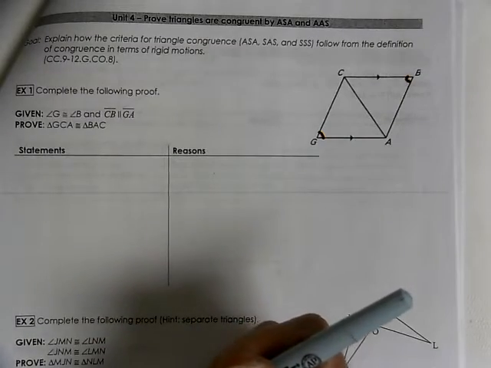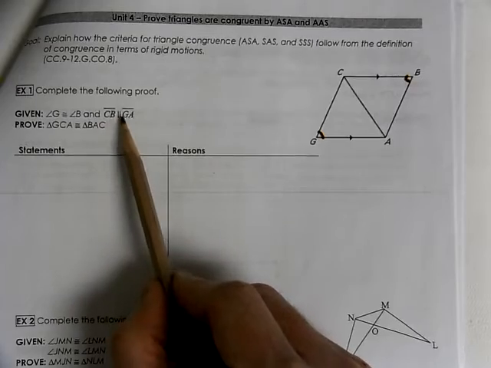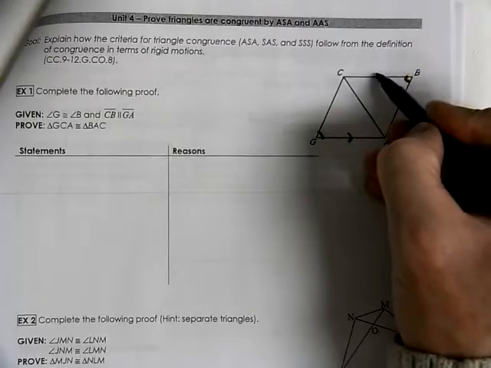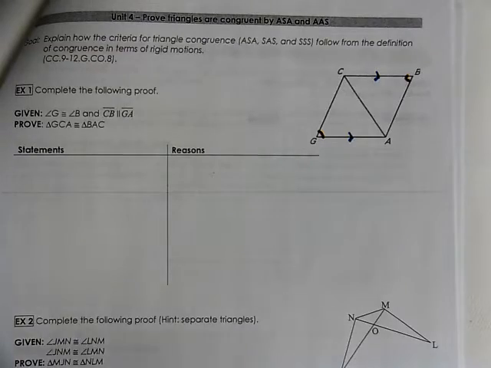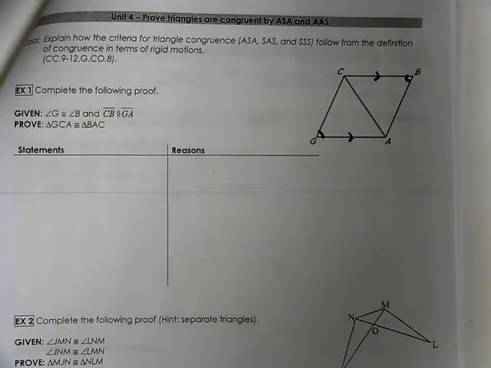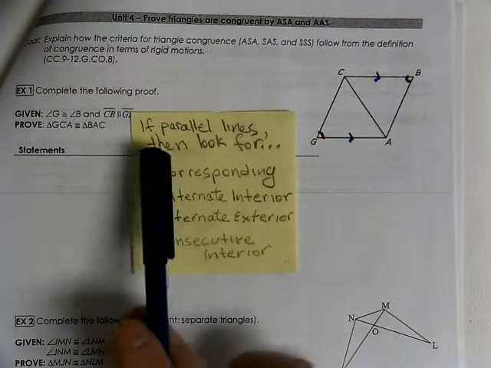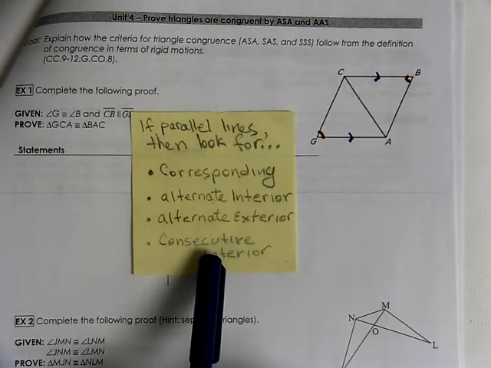And then we also notice that segment CB is parallel to segment GA. They're parallel to each other. Parallel does not mean congruent. Just because two segments are parallel does not make them the same length. So that doesn't give us congruent segments, but it does give us a hint on what we're supposed to be looking for. If we have parallel lines, we're supposed to be looking for one of our four types of angles.